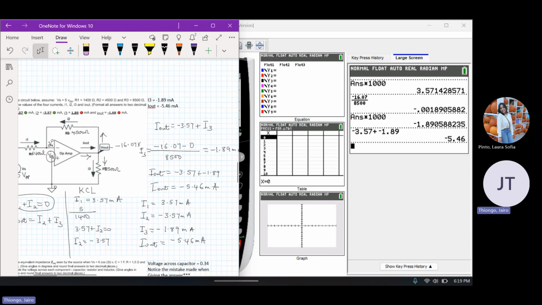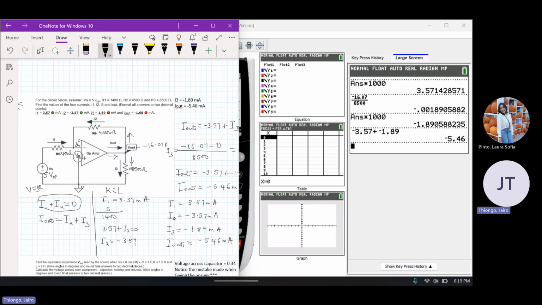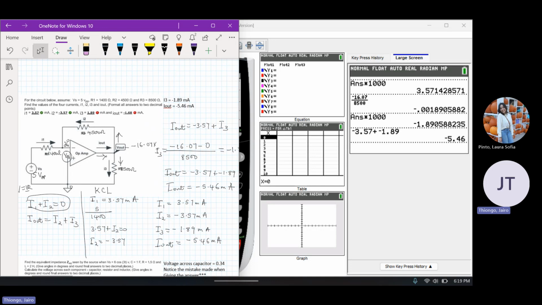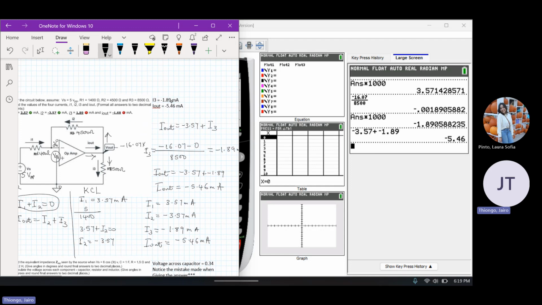See if we got it right. Our I1 is 3.57. Our I2 is minus 3.57. So this student failed on the I3 and I out, but I have the correct answers over here on the side. Our I3 is minus 1.89 and I out is minus 5.46.